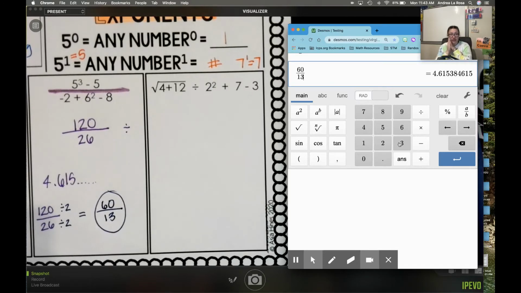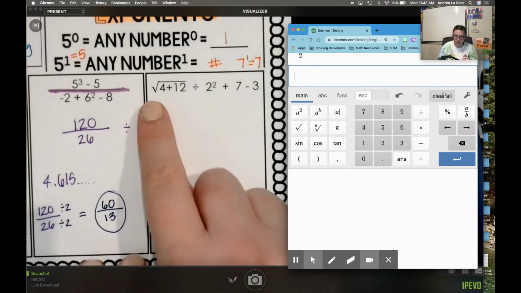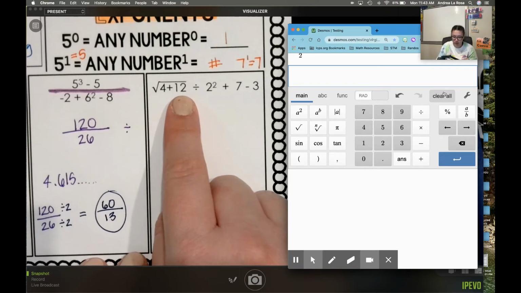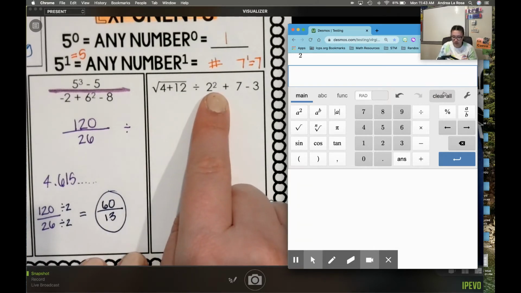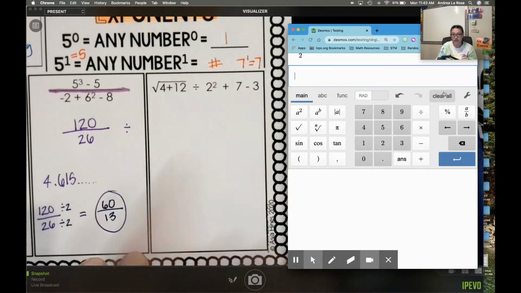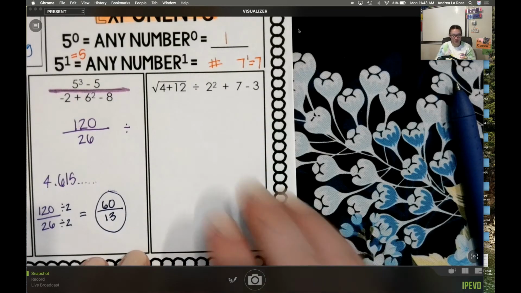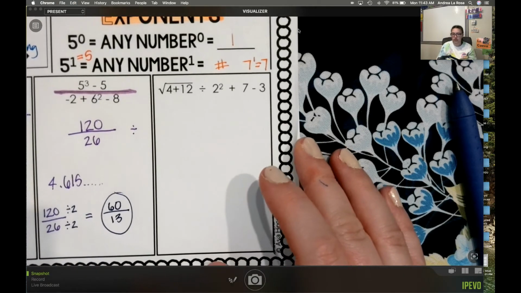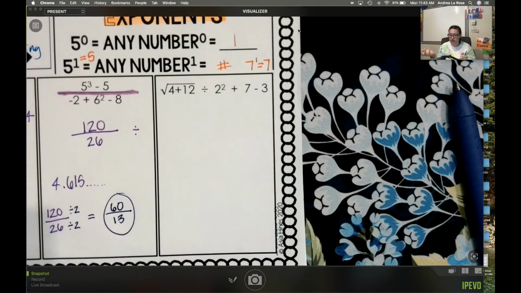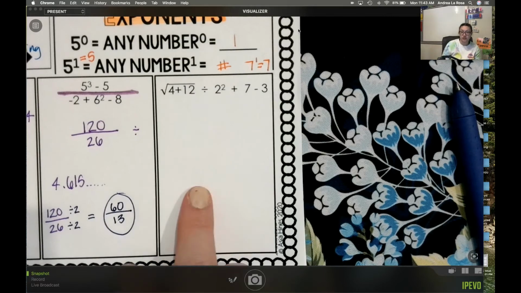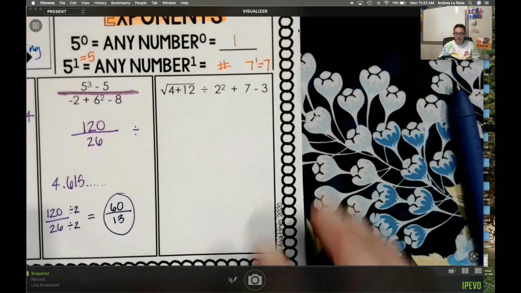Okay, we've got one more practice problem. So we have the square root of 4 plus 12 divided by 2 squared plus 7 minus 3. We're going to go rogue on this one and try it without the calculator. Because again, it's totally fine if we use calculators to help us with our work. But again, it's important that we know how to do the math without the calculator. So let's do this one without the calculator.